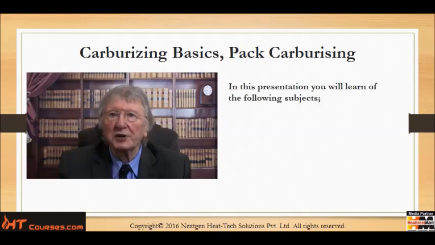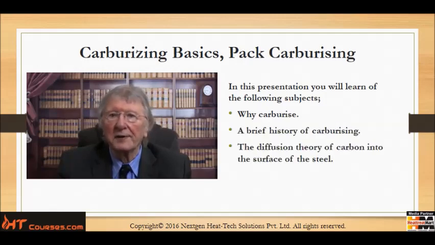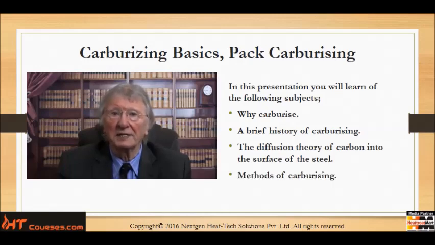In this presentation you'll learn of the following subjects. Why carburize? A brief history of carburizing. The diffusion theory of carbon into the surface of the steel. Methods of carburizing. Potential process variables.